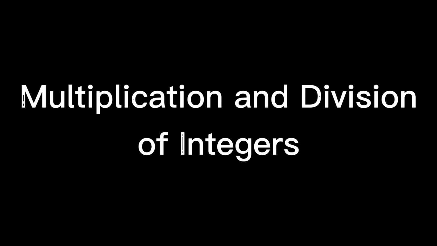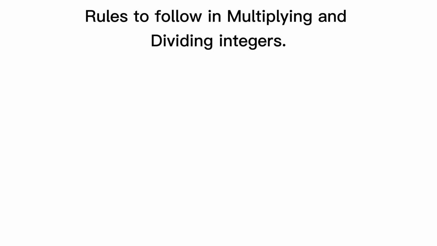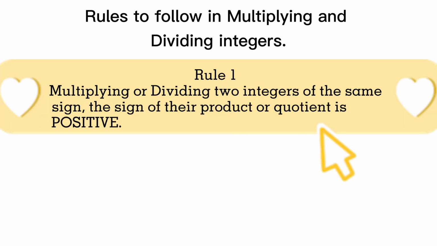In this video, we are going to discuss multiplication and division of integers. Before we proceed to the operations, let us first discuss the rules to follow in multiplying and dividing integers. Rule number 1: multiplying or dividing two integers of the same sign, the sign of their product or quotient is positive.